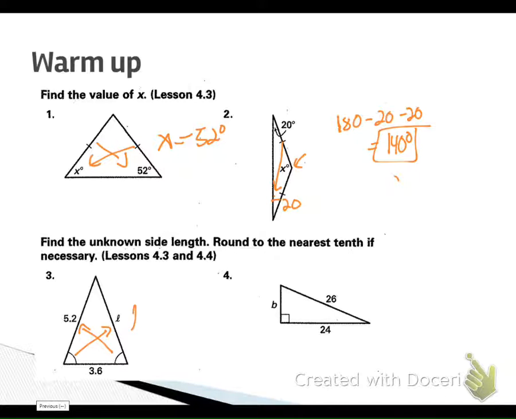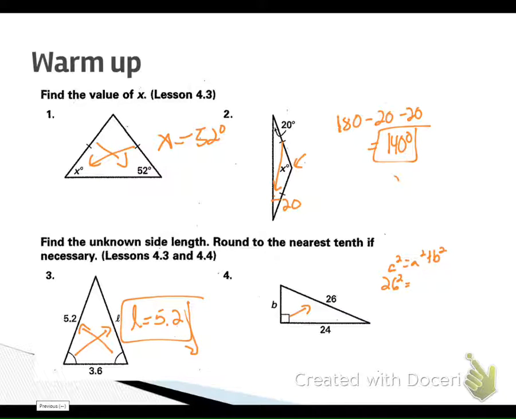Okay, over here we know that if we have congruent angles, the sides opposite of them are congruent. So that means that L there has to be 5.2. And then our last one here is Pythagorean theorem. So remember that is c squared equals a squared plus b squared. What's your c in this formula? Which one is the c in the problem? 26. It's going to be the longest one, the one opposite of that right angle.